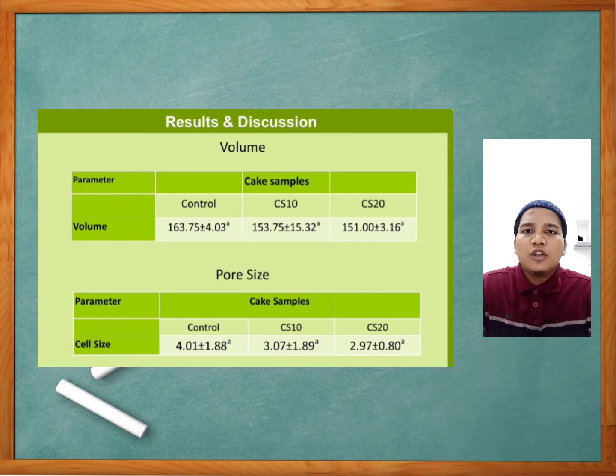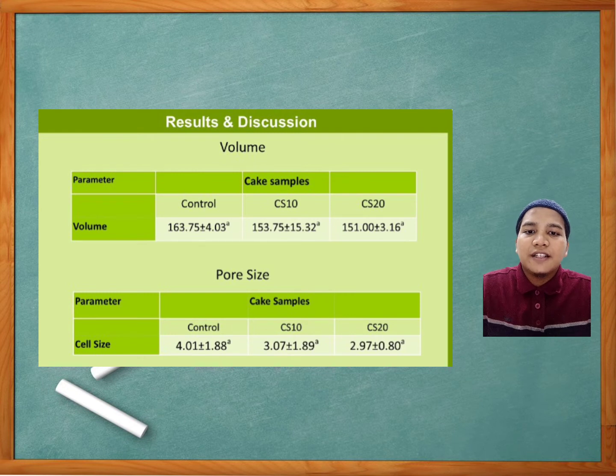First, for volume of cake, we can see that there was no significant difference between cake supplemented with chia seed and control. An increase in the percentage of chia seed flour will cause a decrease in the volume of sponge cake. This is because chia seed flour has a low amount of gluten, which is responsible for enhancing cake rise.